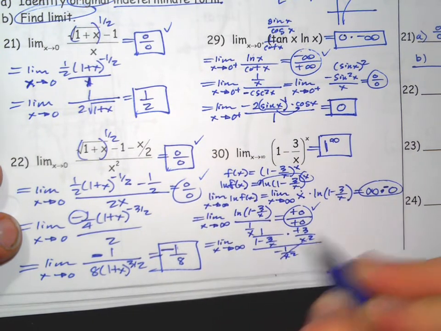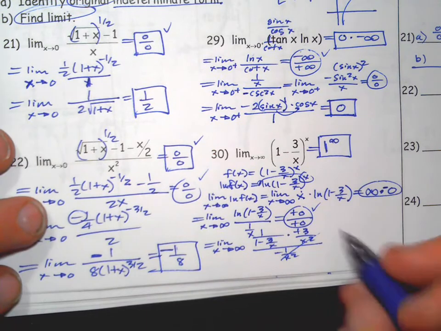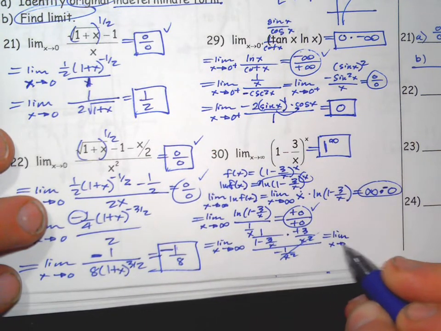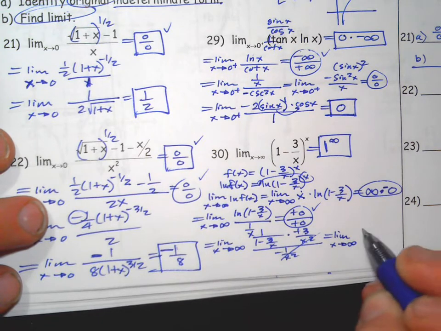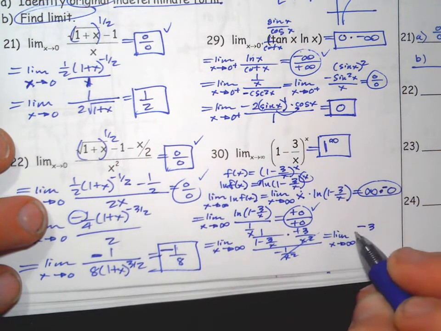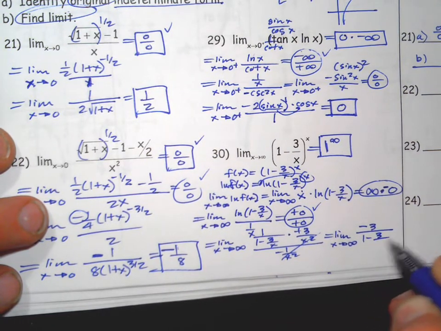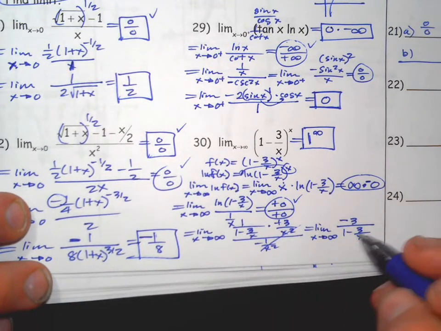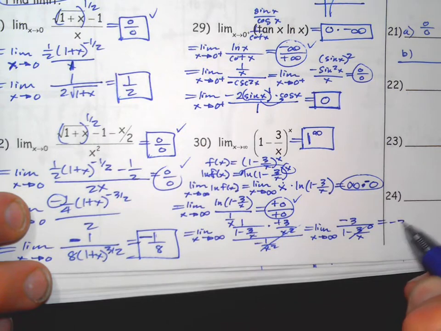Okay, so the x squareds are going to cancel. We could clean it up just to make it easier to look at if you want. So there's going to be a negative 3 on top. I don't need to get rid of the complex fraction, but this is going to go to 0, so the answer is going to be negative 3.